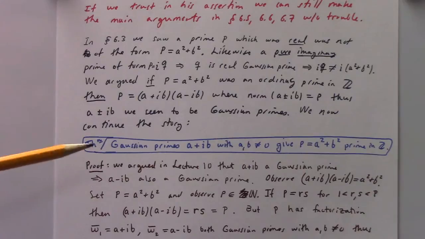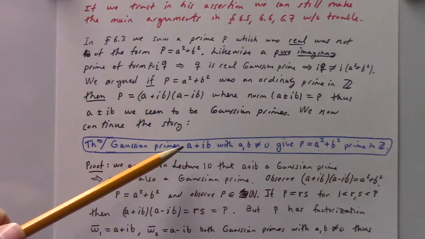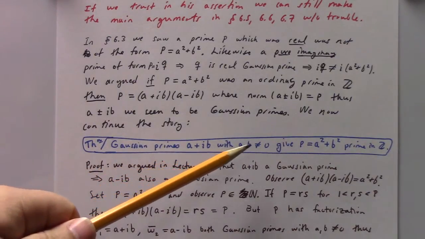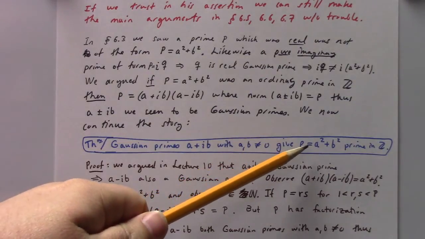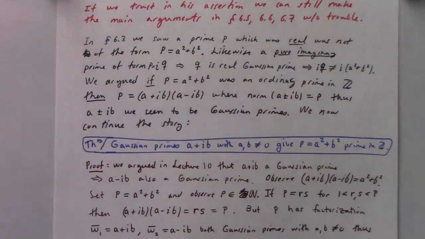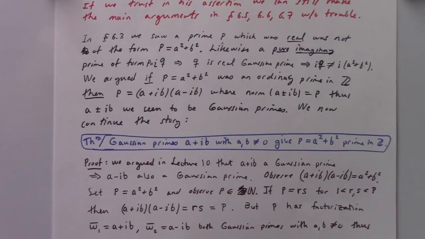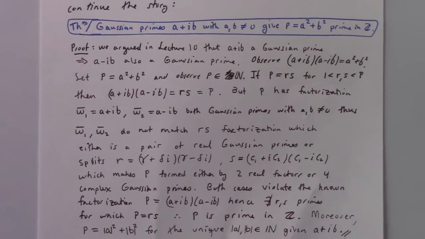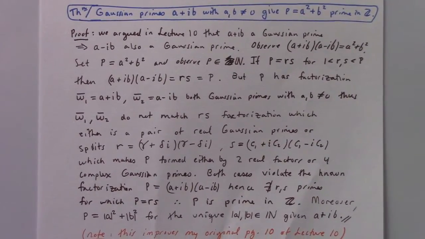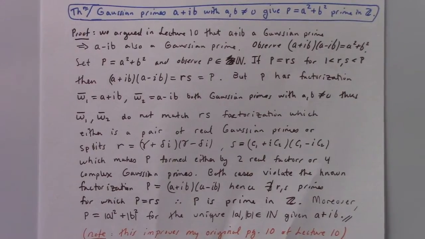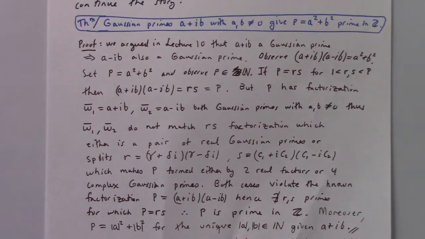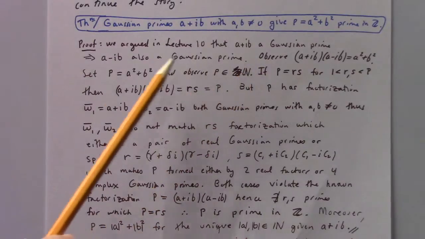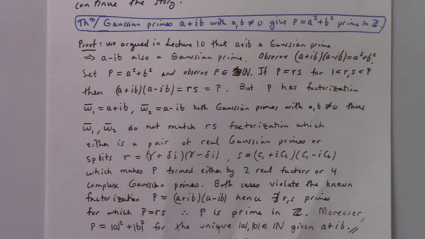So here's the theorem. For a Gaussian prime a plus ib, with a and b non-zero, p equals a squared plus b squared is an ordinary prime in the integers. The proof has given me some fits, but it's actually not that complicated. So let me just pan down a little bit here and talk you through it. All right. We argued in lecture 10 that a plus ib being a Gaussian prime implies that a minus ib is also a Gaussian prime. Great.